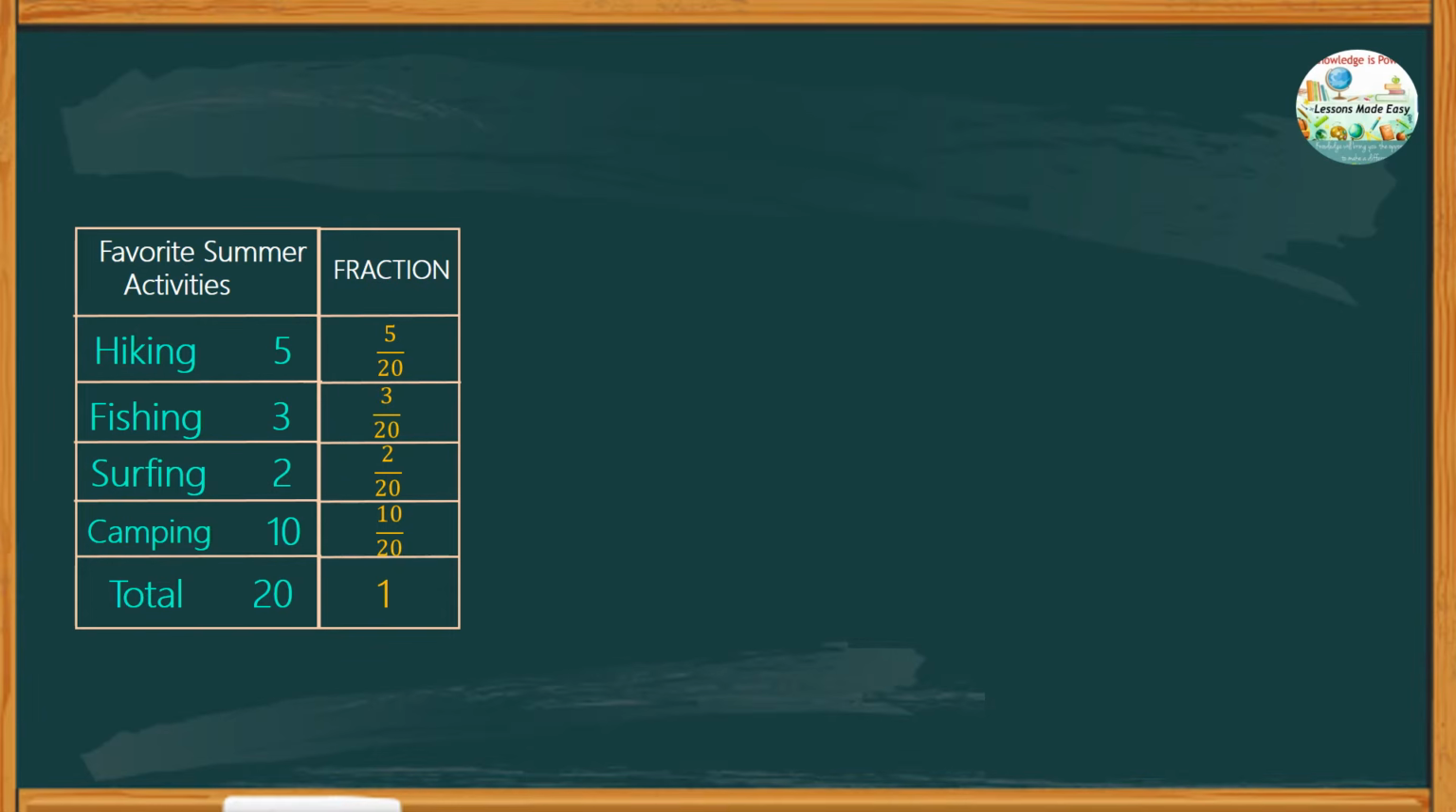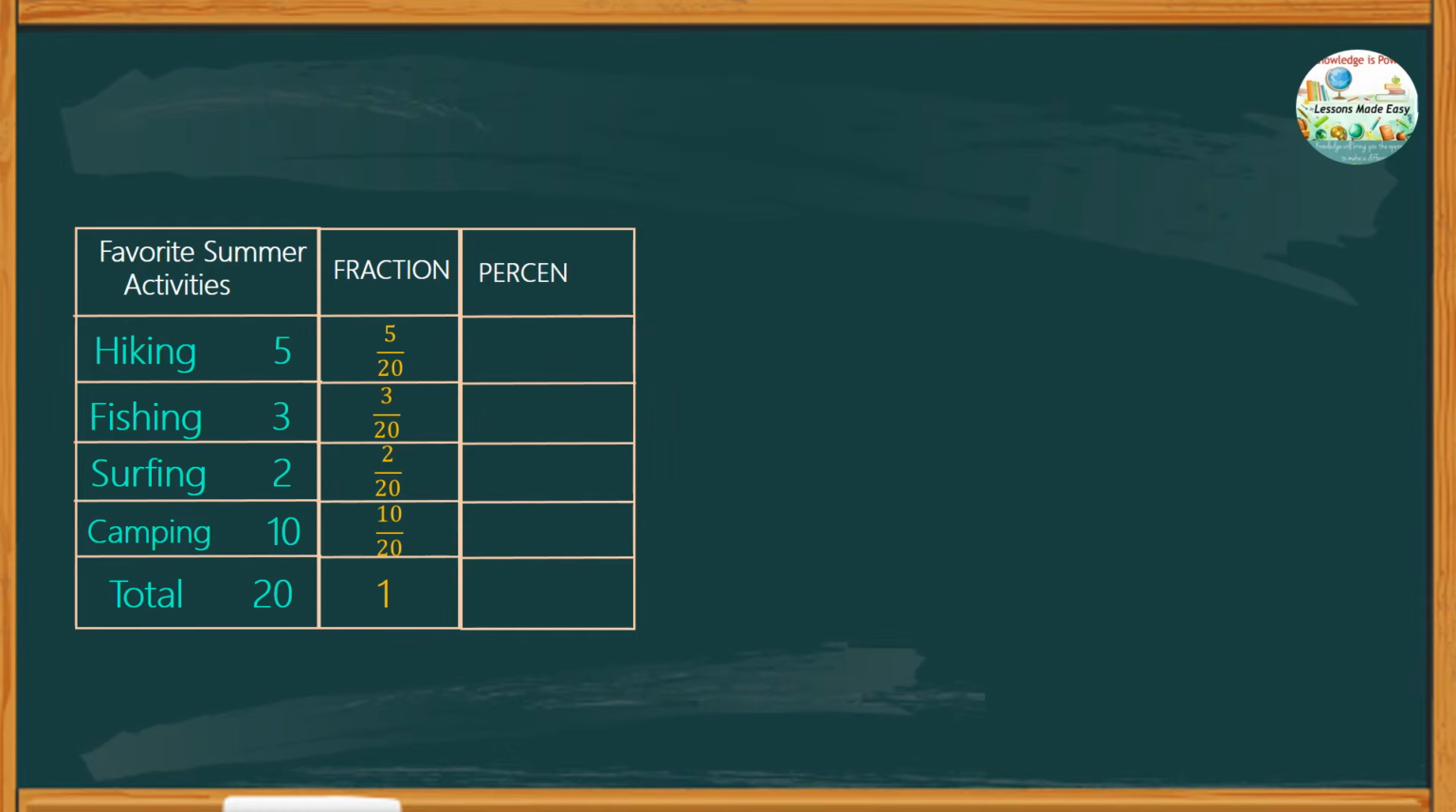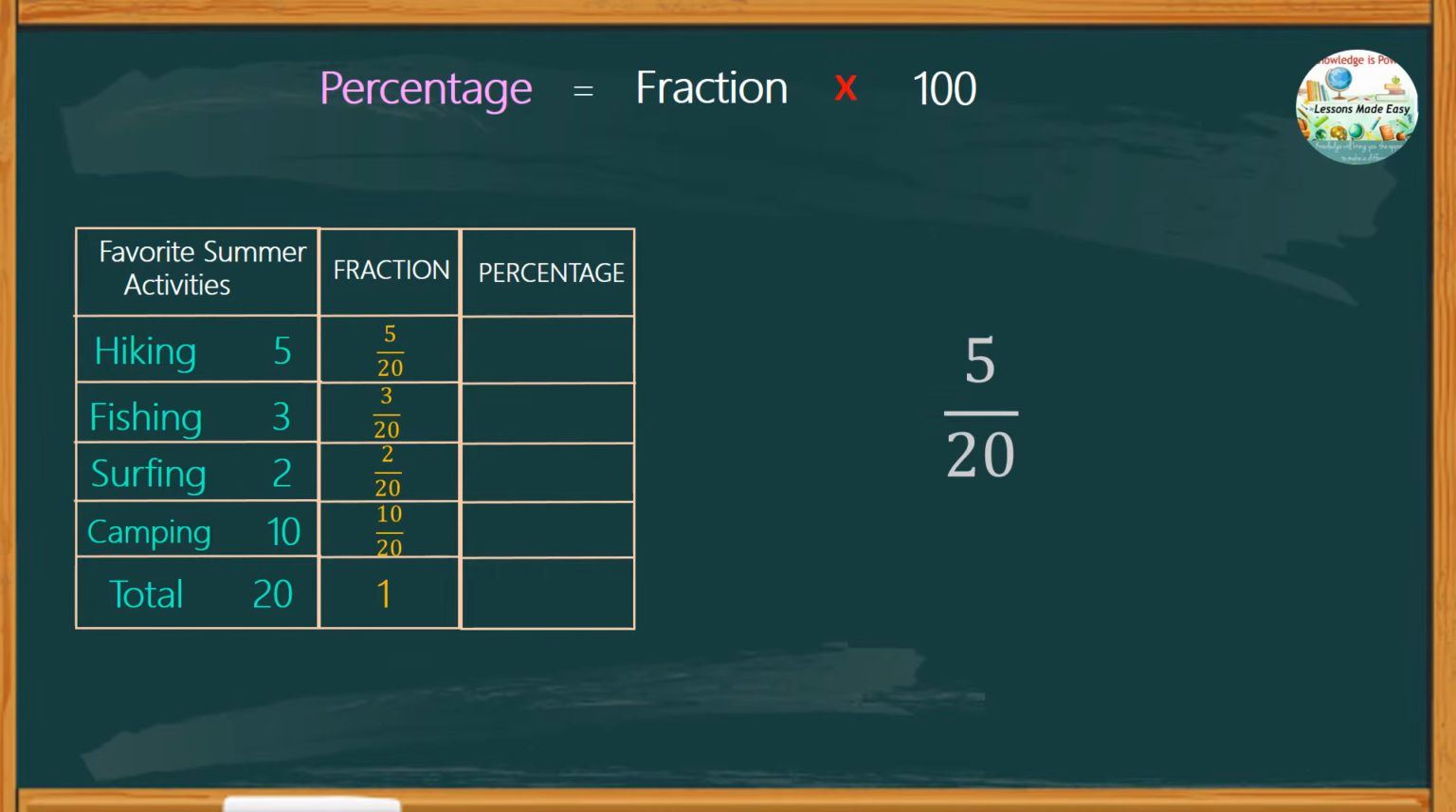This time, let's add another column for the percentage. To take the percentage, we only need to multiply the fraction of each category by 100. Let's start with hiking, with a fraction of 5 over 20 times 100. We can do cross cancellation by dividing 100 by 20, where we get 5. Now we have 5 times 5, where we get a product of 25 or 25%.